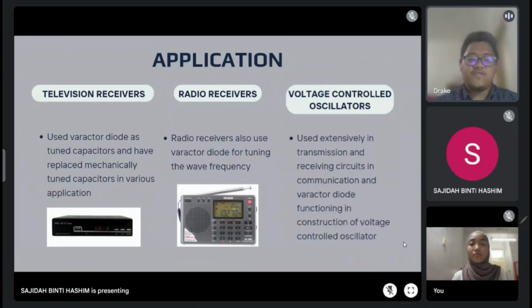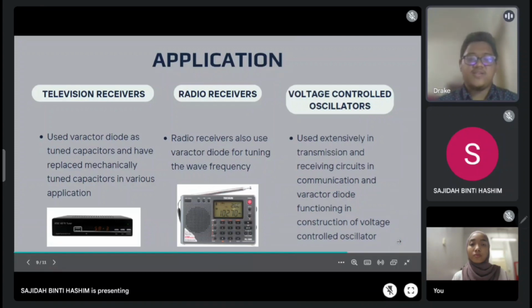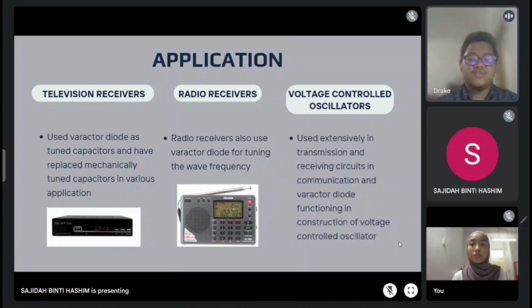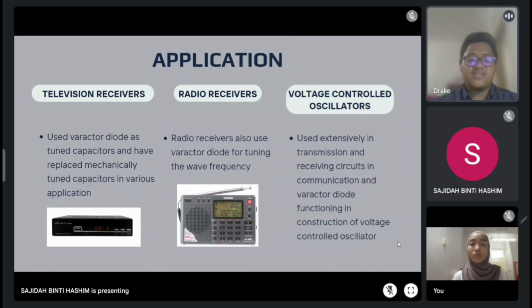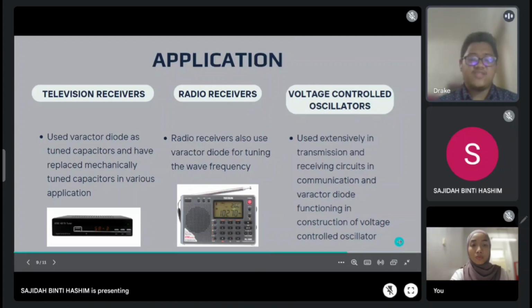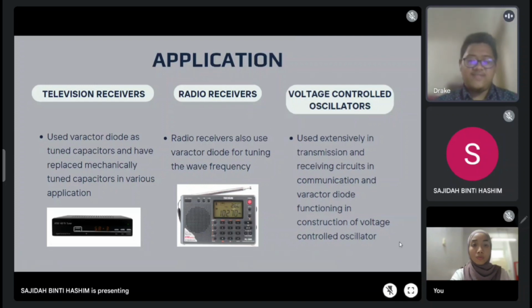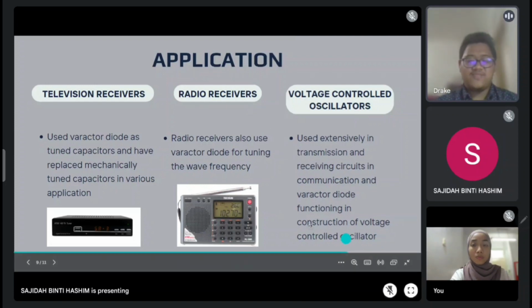For the most part of our presentation, we can summarize that the Varactor diode is a diode that has a similar function to a variable capacitor. Since that, the application of this diode can mostly be used in electronic devices that require variable voltage or signal. For example, television and radio receivers.